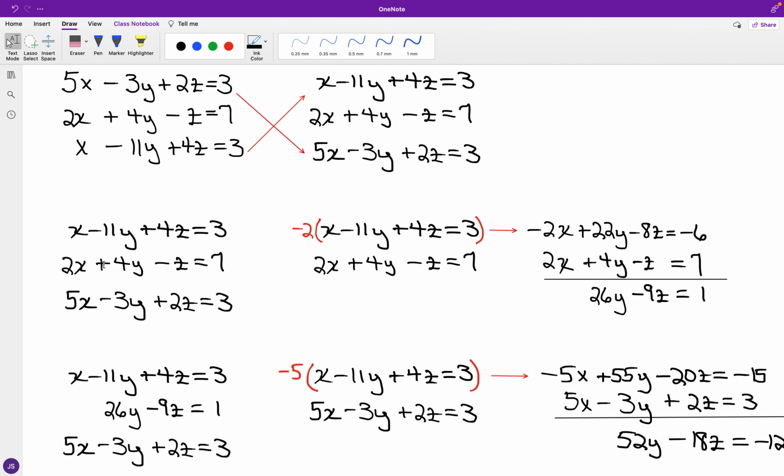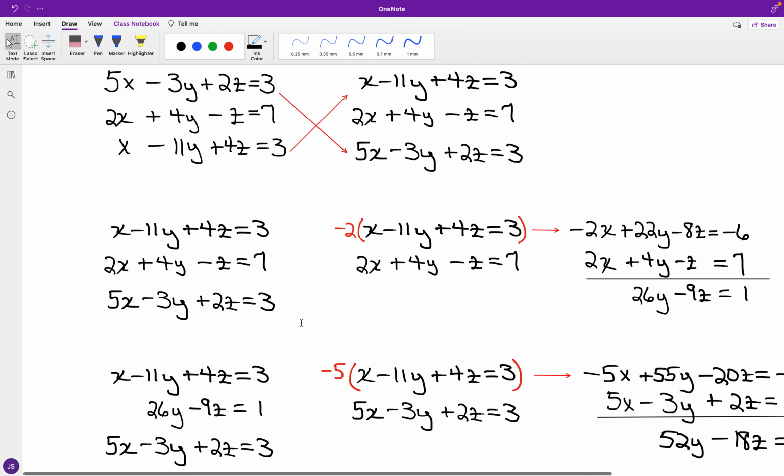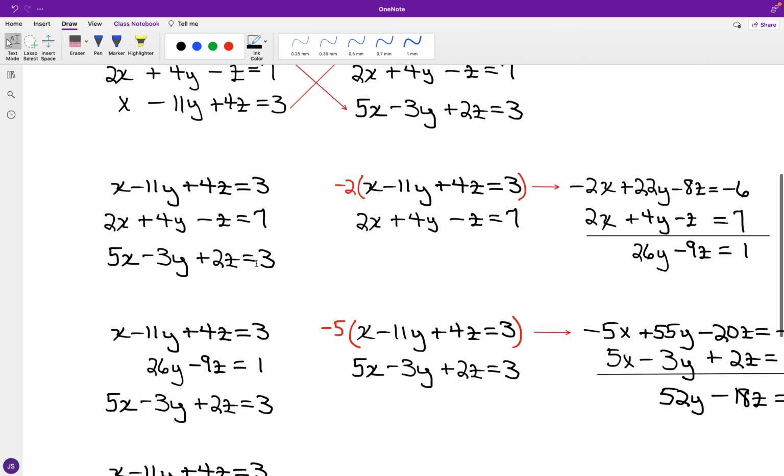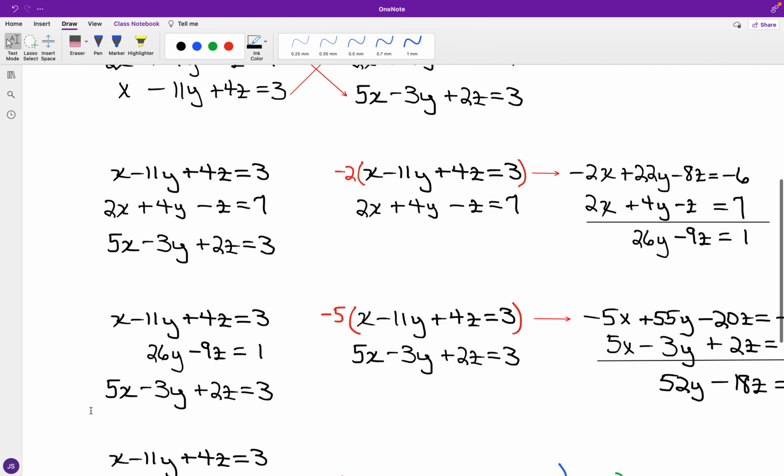Upon replacing the second equation in the original system, I got 26y minus 9z equal to 1 in the middle, and I still have x minus 11y plus 4z equal to 3. Now I still have that third equation to work with, and I want to get this in terms of z where I can.